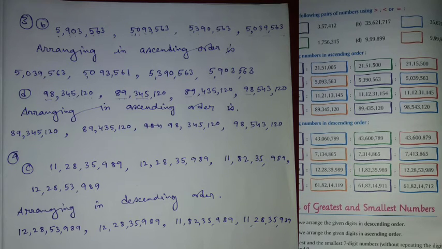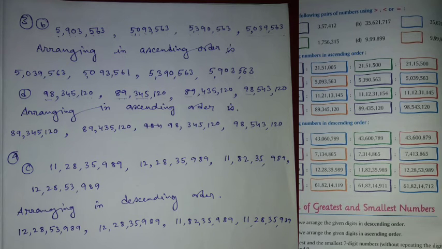So see, first count the digits: 1 2 3 4 5 6 7 8. So all of them have 8 digits. Now see which one is the smallest. The smallest one: now 98, 89, 89, 98. So 89, 89, okay. 345, 435. 345 is the smaller.